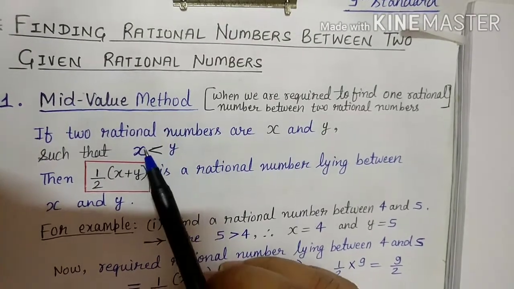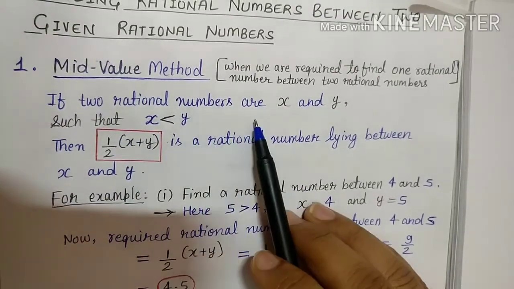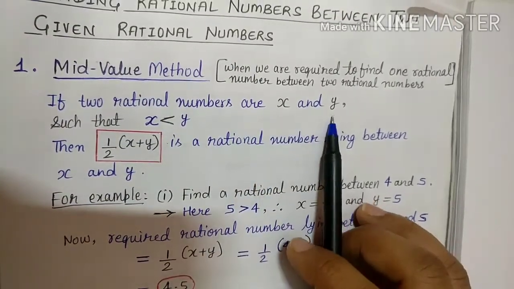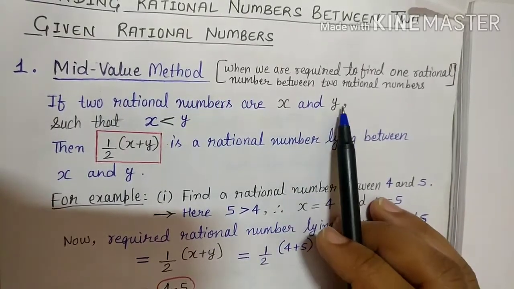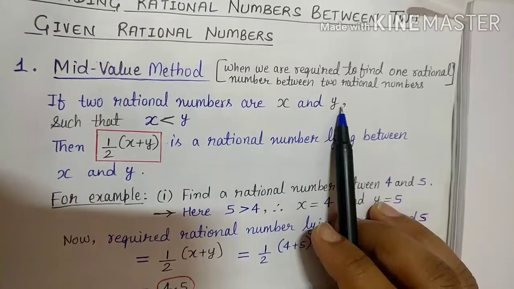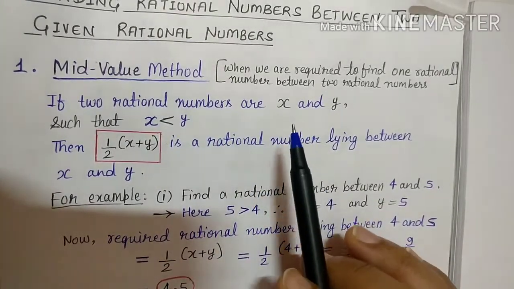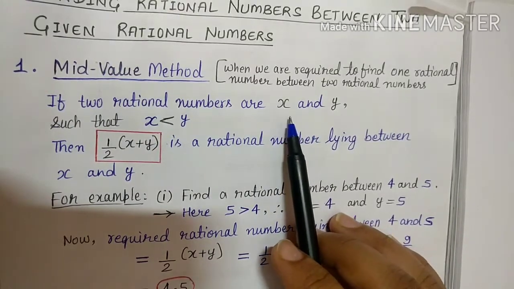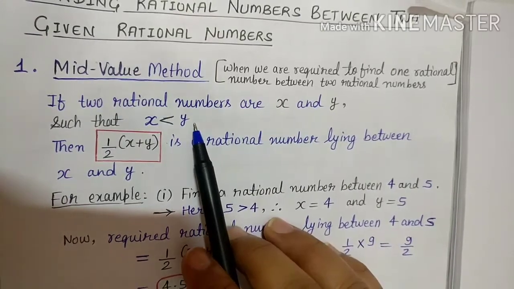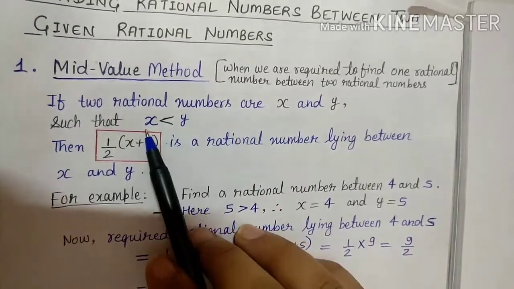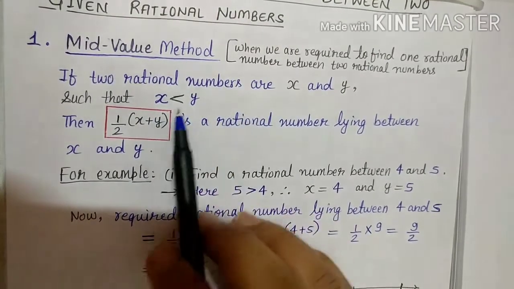So let's learn this method. What is the name of the method? Mid-value method. If two rational numbers are given, let's say x and y, we assume these are variables, the two given numbers, and between them we have to find one rational number. First of all, we have to see which one is bigger and which one is smaller. The bigger number we call y, and the smaller we call x. So x should be less than y. In this way we have to assume.